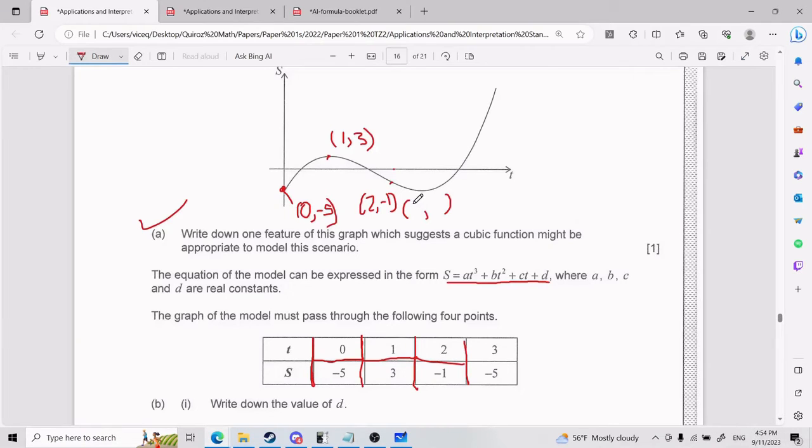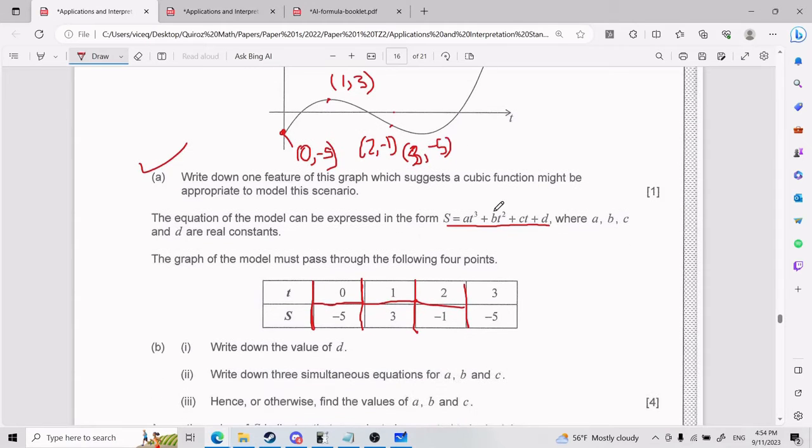I'm just trying to explain that these points are part of my graph. See? So you have to work thinking about it that way. The graph model must pass through those 4 points. And we need to immediately write down the value of d. Now some of you are probably already thinking, how can I immediately write down the value of d?